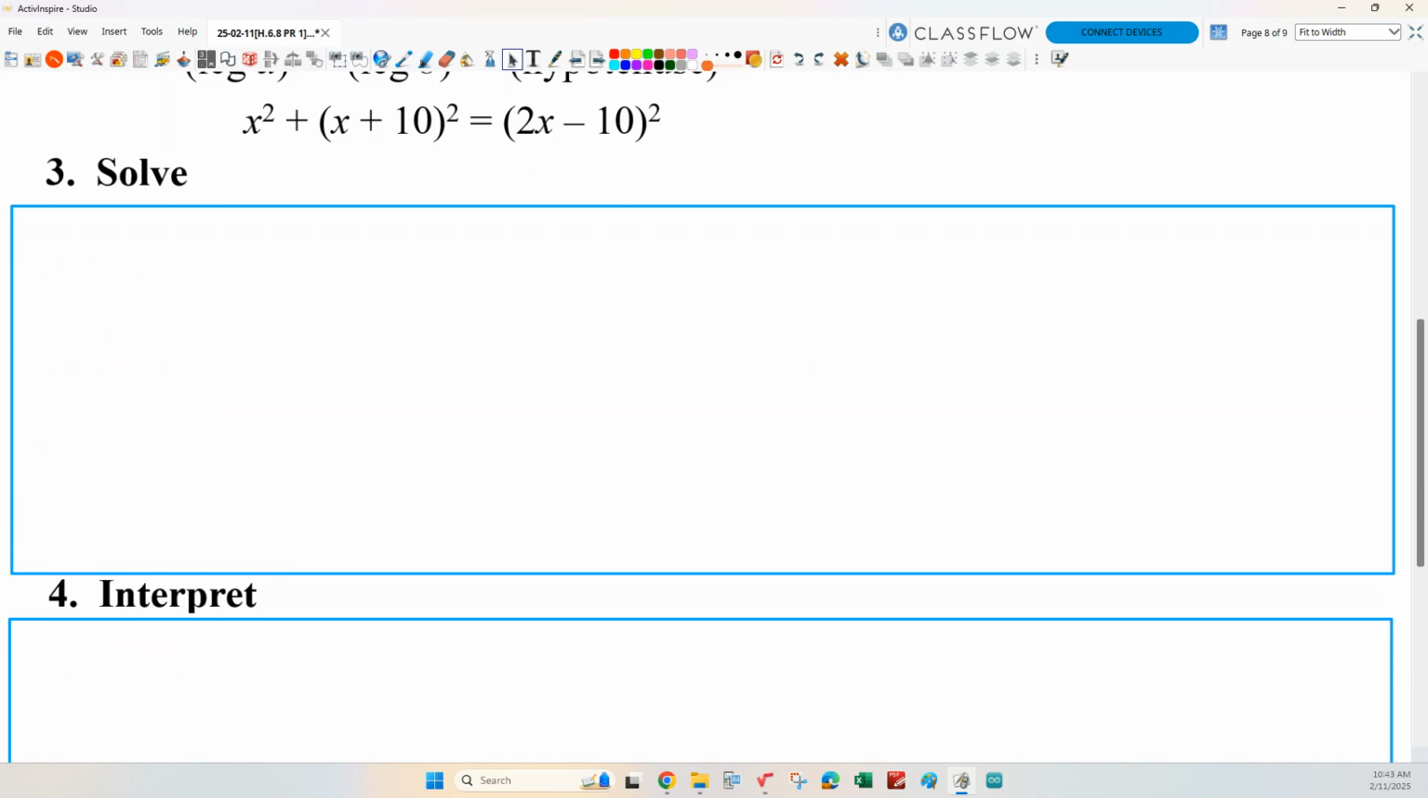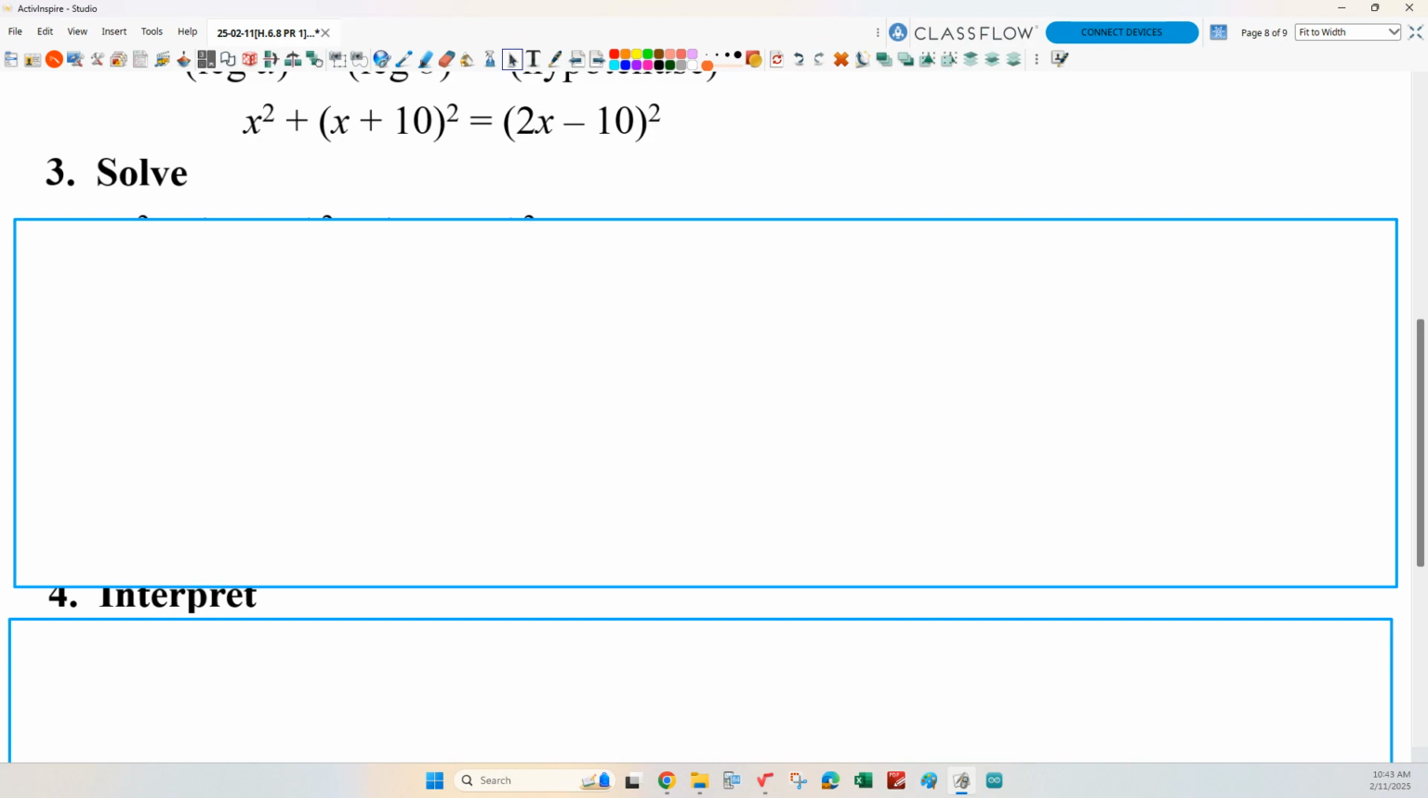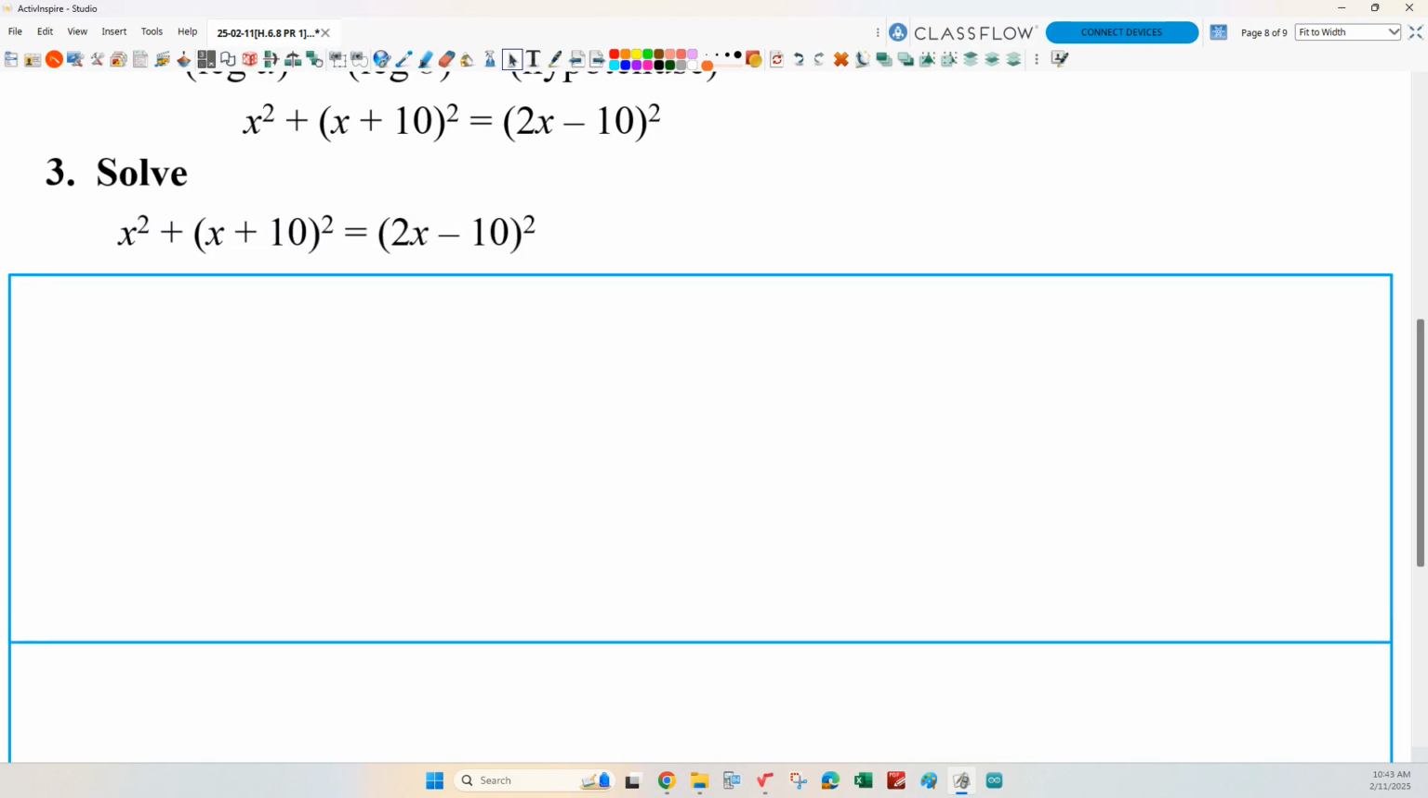Okay, I can't just distribute here, though. I think you are thinking the right thing, but I need to expand those binomials, right? I need to expand out x plus 10 squared and the quantity 2x minus 10 squared, using our product patterns, right? This would be a plus b quantity squared, and this is a minus b quantity squared. Okay, so what's that going to give me then? There's my equation.